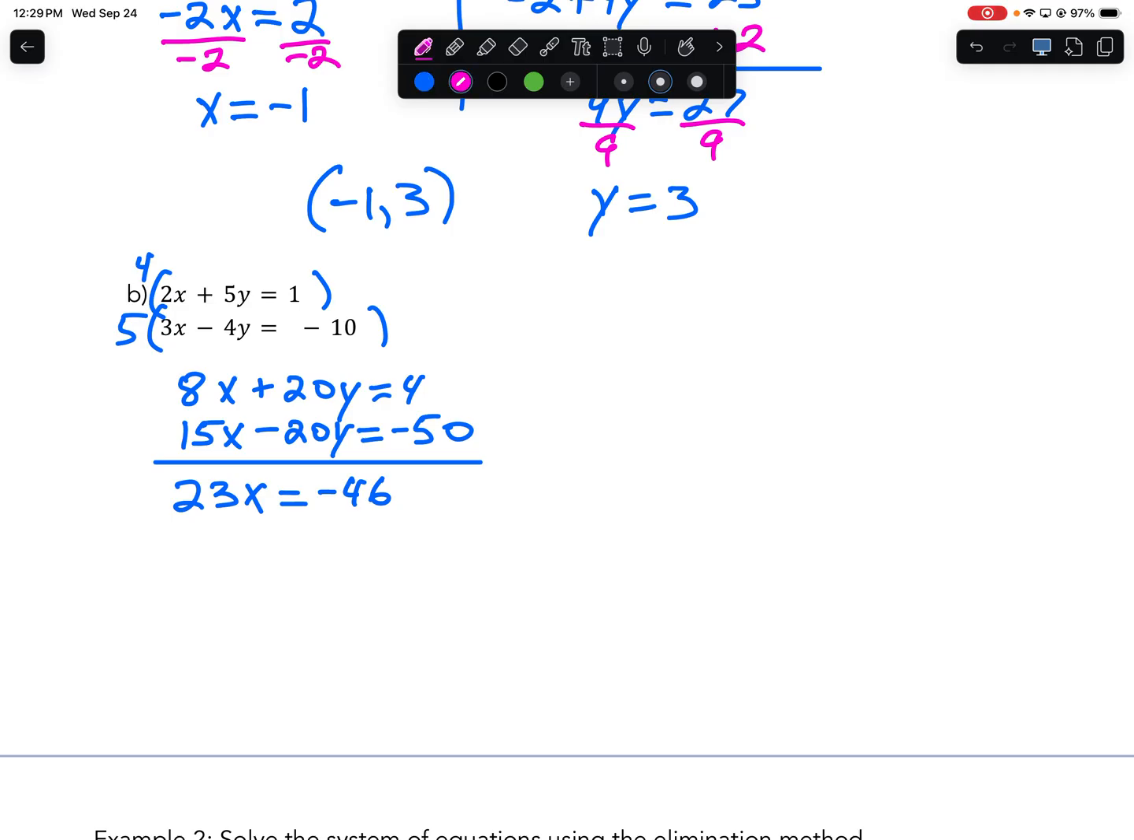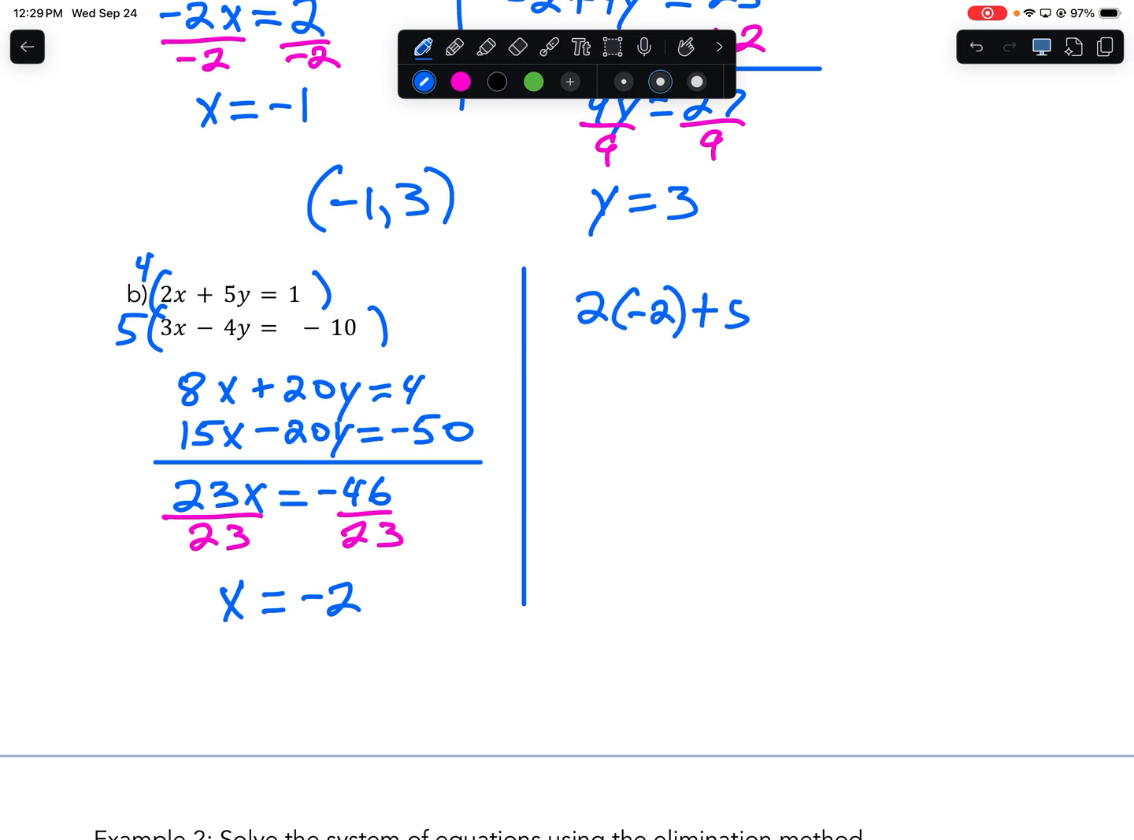So then what's the last step, John? Divide both sides by 23. Good job. So we get x equals what, John? -2. I would definitely plug into which of the two equations? Top. So 2 times -2 plus 5y equals 1. You can totally plug into the bottom. It does not matter, right? But just eliminate the potential for mistakes. So we get -4 plus 5y equals 1.